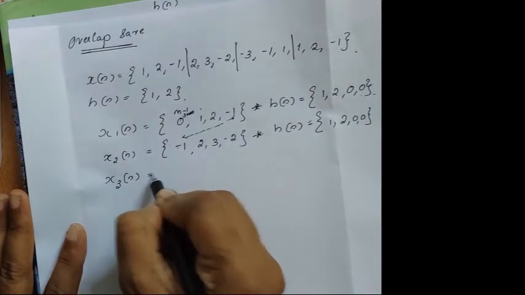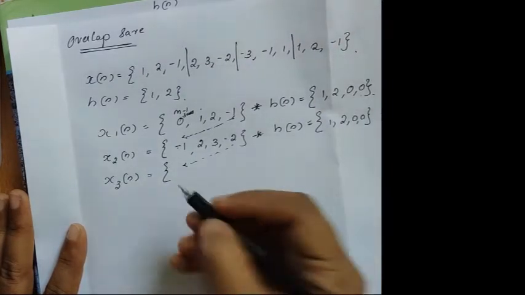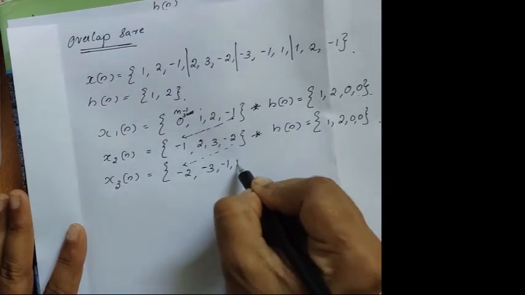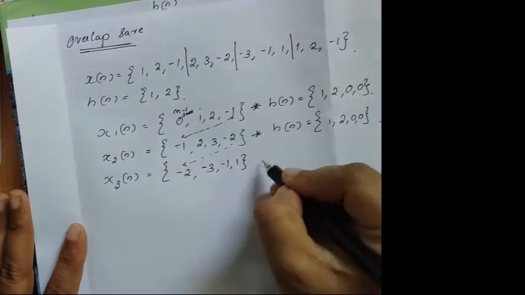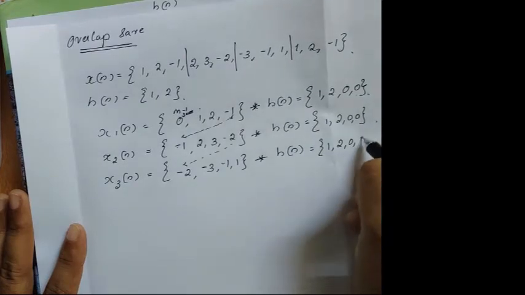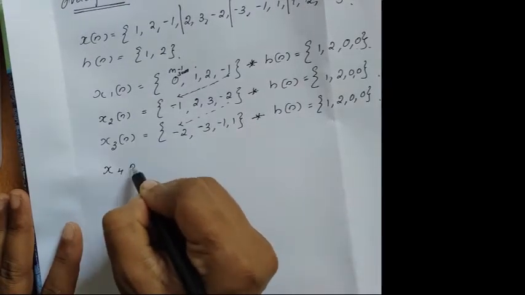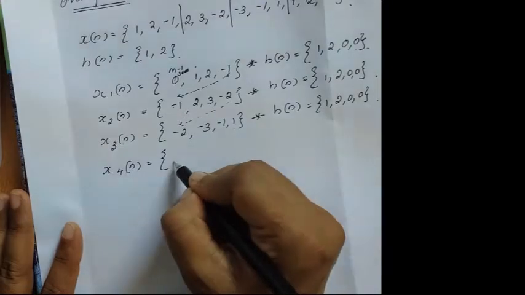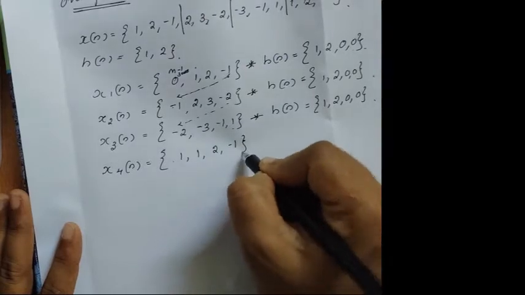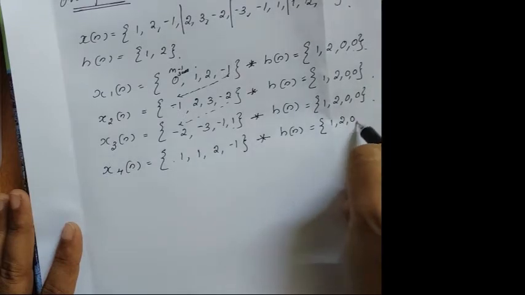x3 of n. Again what happens? You have to save the previous data to the next. Minus 2, minus 3, minus 1, 1. Convolve with h of n, which is 1, 2, 0, 0. Next, x4 of n. Again the last data should be saved over here. 1, 1, 2, minus 1. And h of n is equal to 1, 2, 0, 0.